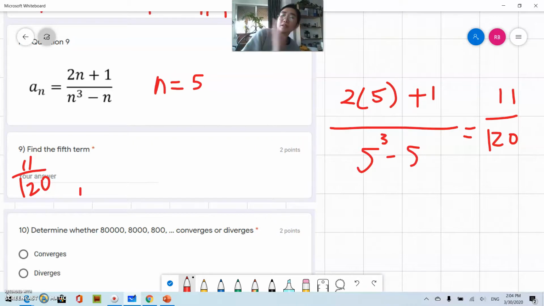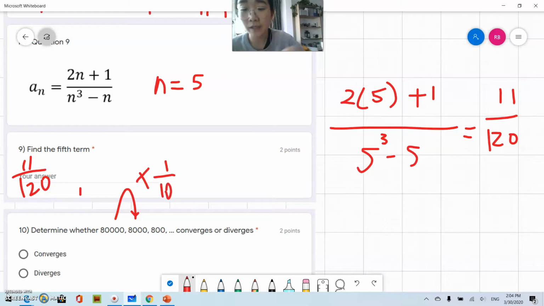Number 10. Does it converge or diverge? So what is happening to my sequence is that it's multiplied by 1/10 or divided by 10, right? And if you think about it, it will become 80, 8, 0.8, 0.08, 0.0008, 0.00008. Where is the limit? It does have one, and it's 0, right? So it converges. And that's it for the quiz.